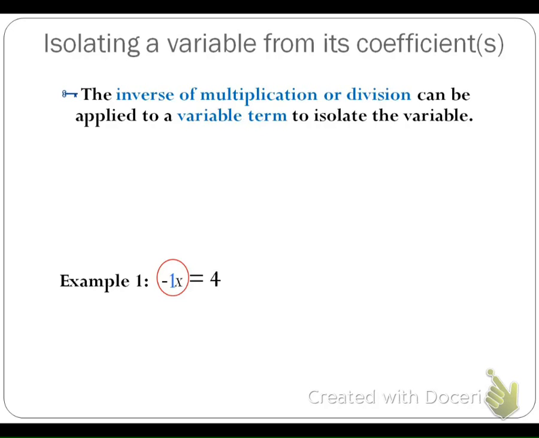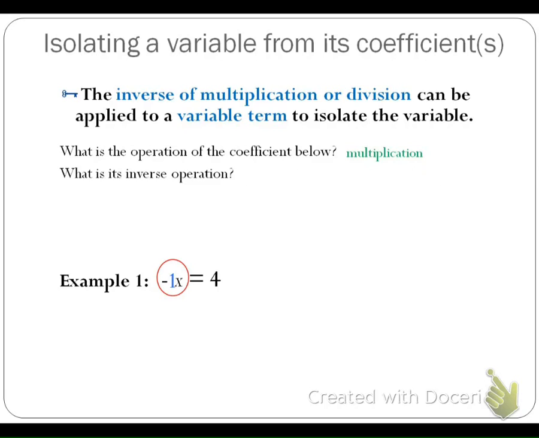So the key with isolating variables from its coefficient is you have to use the inverse of multiplication or division to isolate the variable from its coefficient. So in our first example, what is the operation of the coefficient? There you see a negative 1 that's beside our x. A coefficient beside a variable means multiplication. That's like saying negative 1 times x.